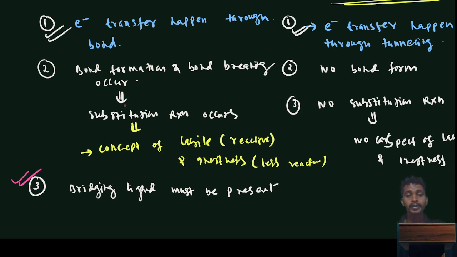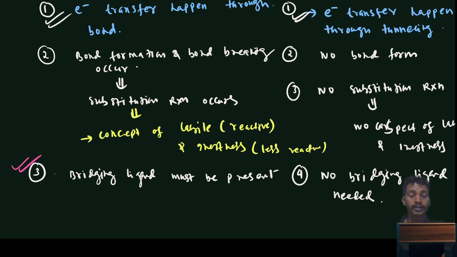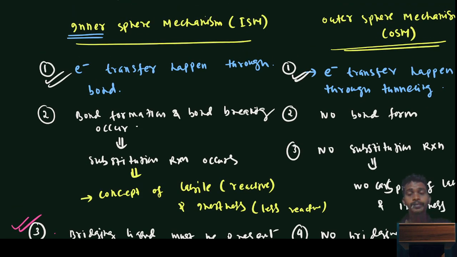Another concept is that both should be labile, which we'll discuss while we are discussing the inner sphere mechanism. So to distinguish between inner sphere and outer sphere mechanisms, a bridging ligand should be present for the inner sphere mechanism, and for the outer sphere mechanism, no bridging ligand is needed. So these are the main ways to distinguish between inner sphere and outer sphere mechanisms. Let's study them one by one, look at the details, and discuss all the topics of inner sphere and outer sphere mechanisms.